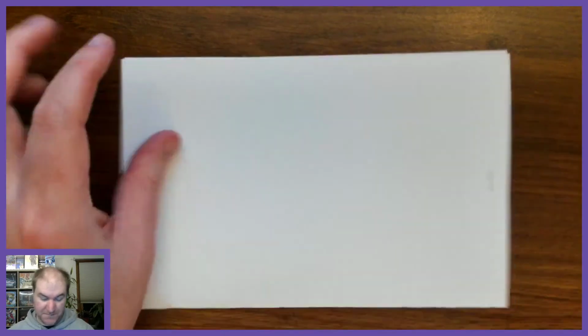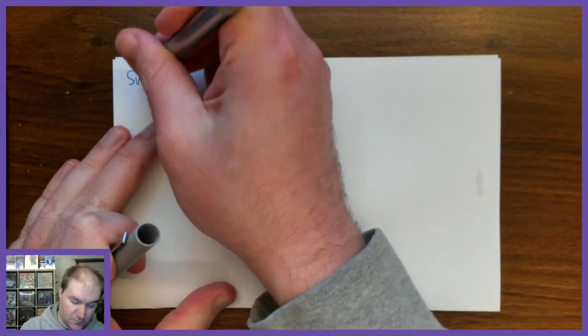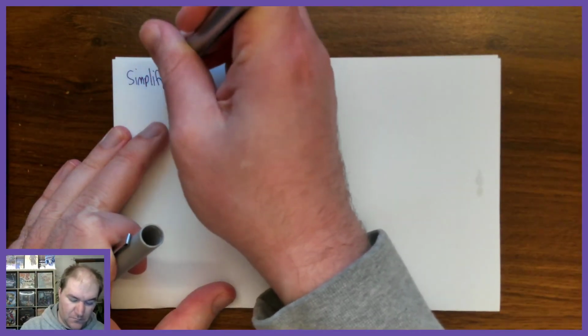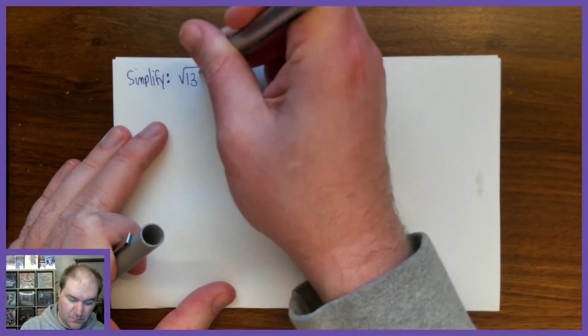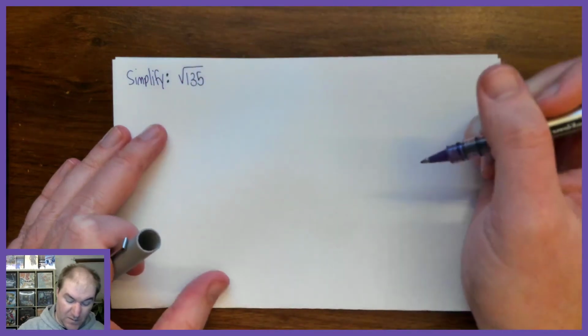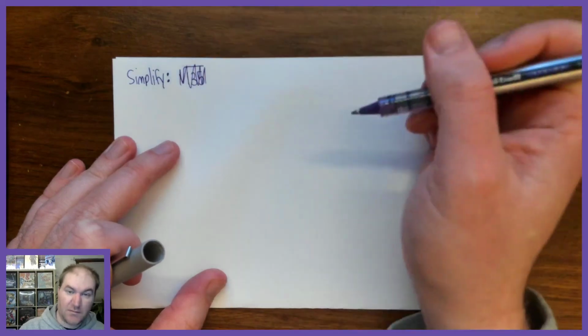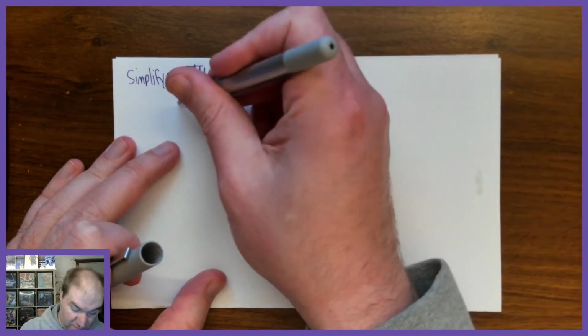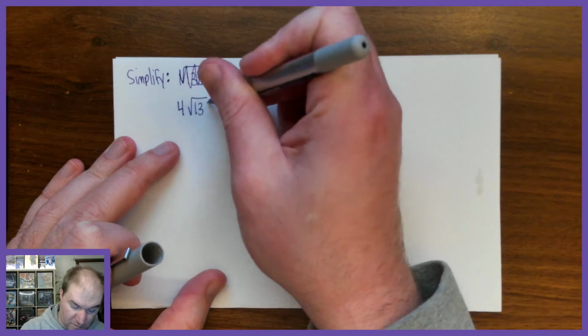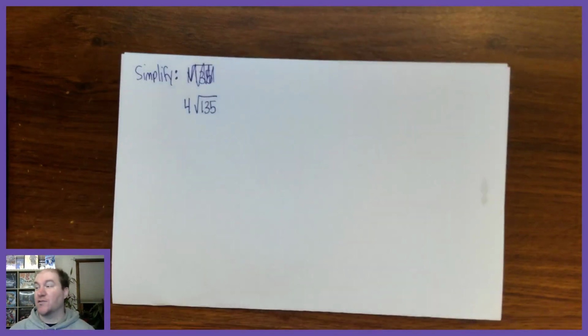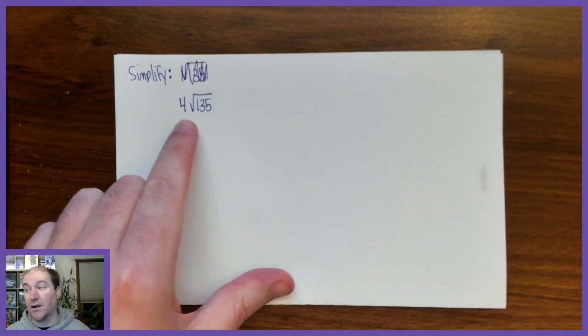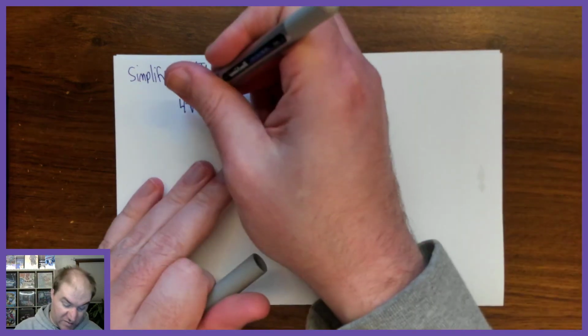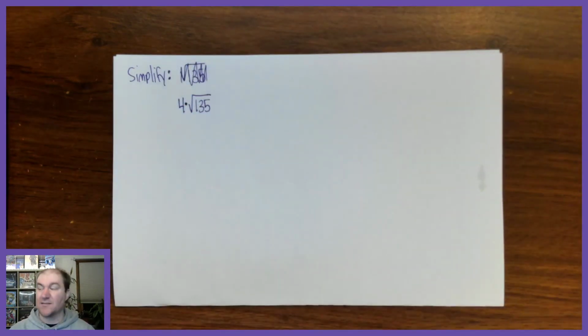Actually, let's do this example here. 4 radical 135. So sometimes when you're simplifying these, there's going to already be a number out front of the radical. And this is just a plain old number. That's a constant just out front, like a coefficient. It's just there waiting to multiply anything else that might come out there with it.